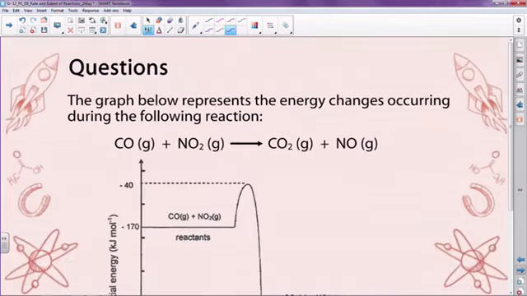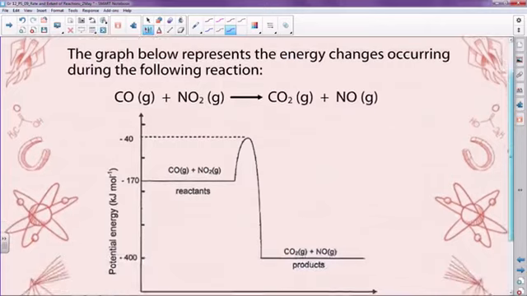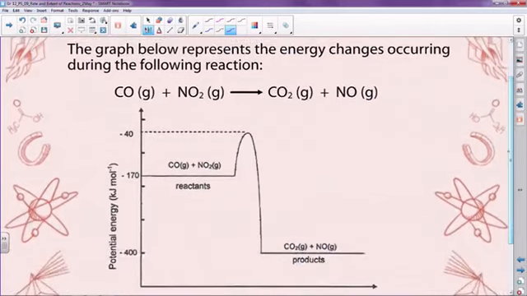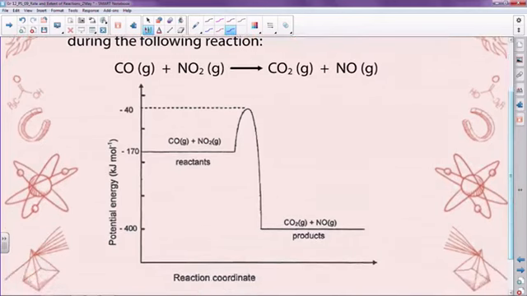So here we have a graph. The graph below represents the energy changes that occur during the following reaction. Carbon monoxide plus nitrogen dioxide gives me carbon dioxide and nitrogen monoxide. Looking at the graph, it didn't start at 0. It's unusual, but it's okay. It doesn't matter. So that's what we have. Okay, we have the reaction coordinates. We have some energy potentials. We're all very excited about this. And from that graph, we can take some readings.